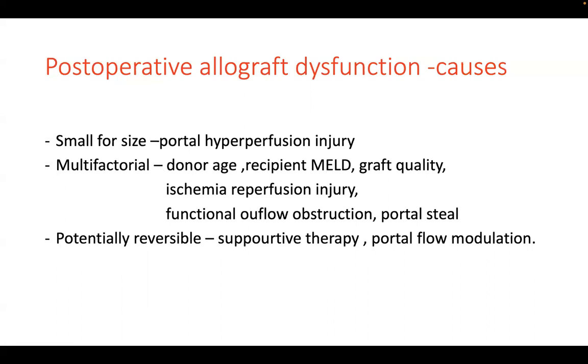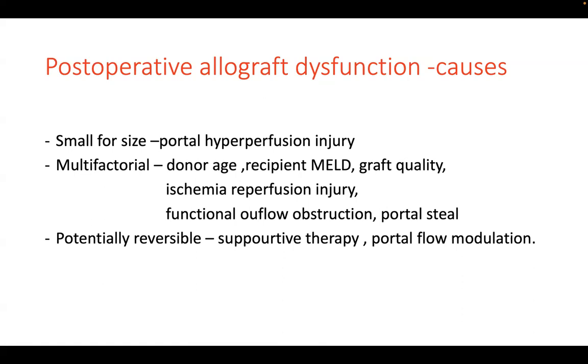But in actual practice, it's much more complex. Many times the graft volume is enough, and still they have a significant allograft dysfunction because of the donor age, the recipient MELD, or the amount of SIRS he's having, which reflects on his metabolic demand, the graft quality, the amount of steatosis in the graft, the warm ischemia time, and the ischemia reperfusion injury. And sometimes, not directly portal hyperperfusion but because of some outflow issues, such as the MHV not being reconstructed or MHV thrombosis, there's functional outflow obstruction, or too much portal perfusion.